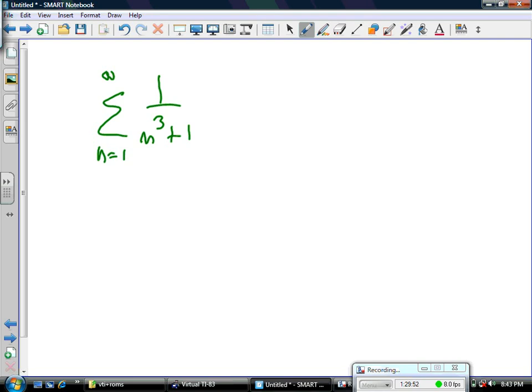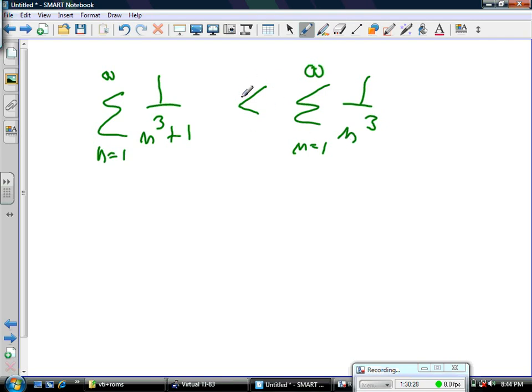The comparison test says, if you can show that the terms you're adding up in this unknown series are always less than the terms of another series that you know converges, then it must converge too. 1 over n, now be careful. Doesn't it look a lot like a p-series? In fact, a p-series that we know converges, where p is bigger than 1, right?